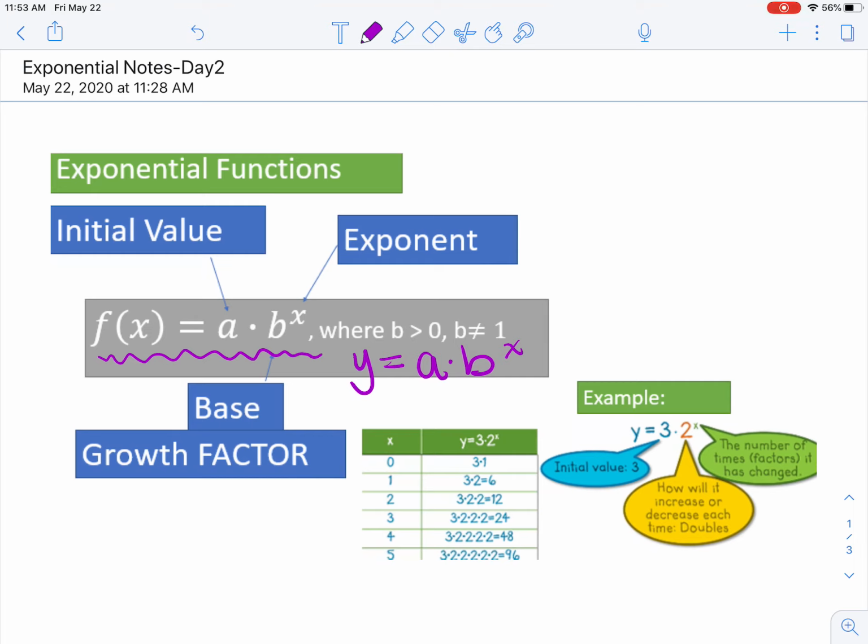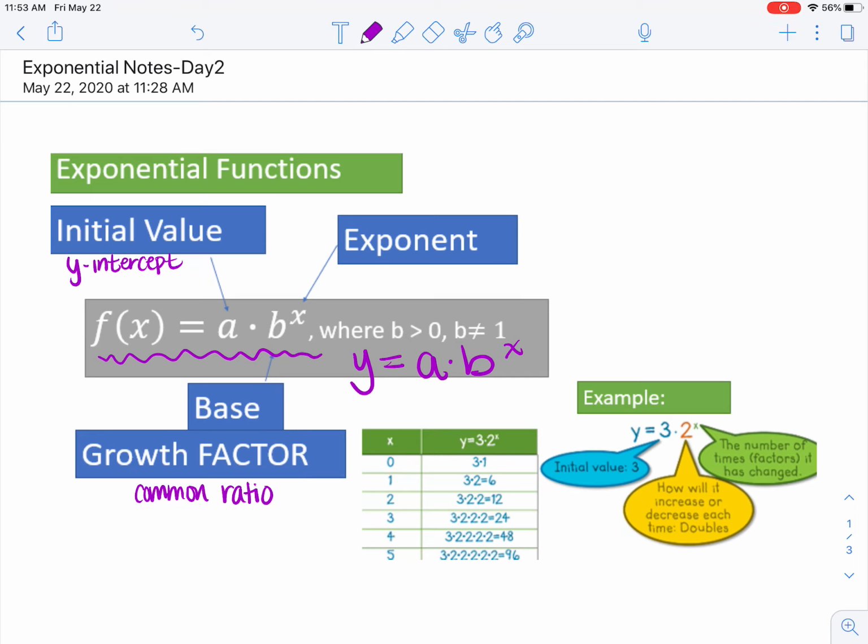Okay, and if you look at my little arrows here, the initial value is a. Another word that we're used to using for the initial value is the y-intercept. So a is represented by the y-intercept, and b represents the base, or the growth factor, or that common multiplier or common ratio.